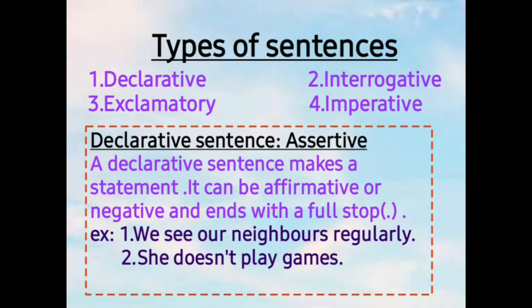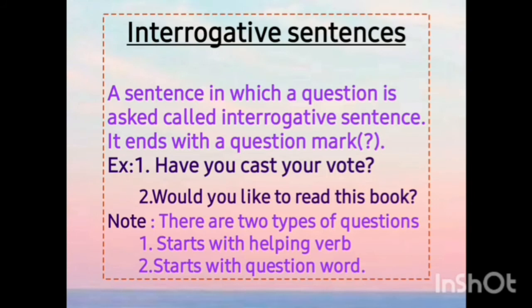Declarative sentence. It is also called assertive sentence. A declarative sentence makes a statement. It can be affirmative or negative and ends with a full stop. Example, we see our neighbors regularly. She doesn't play games.